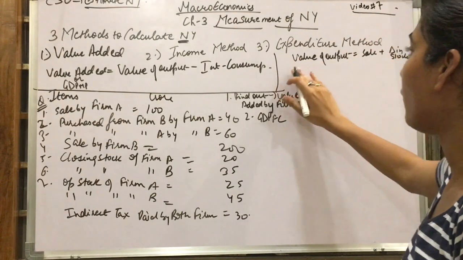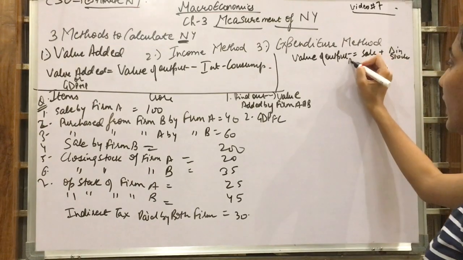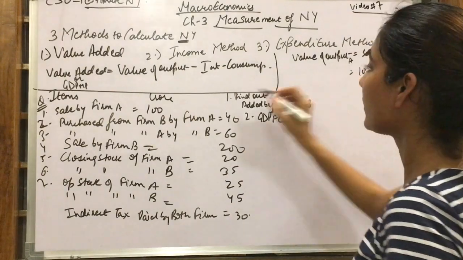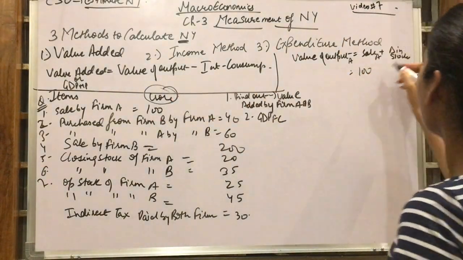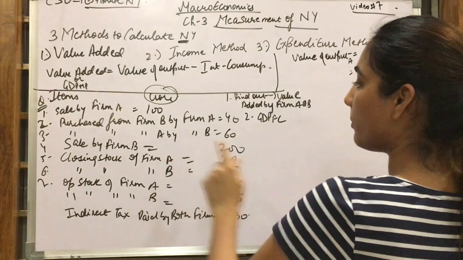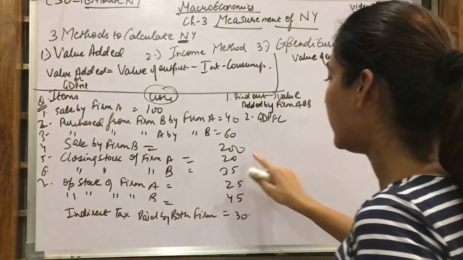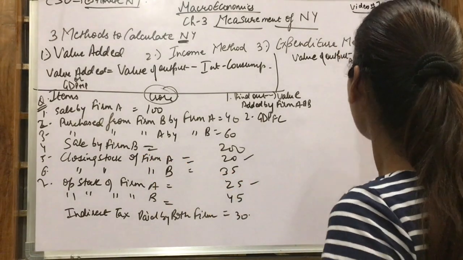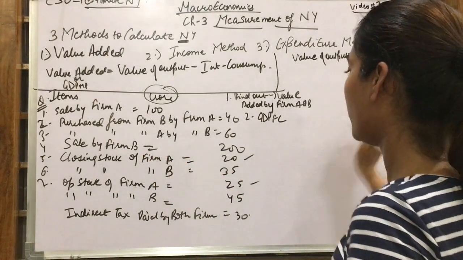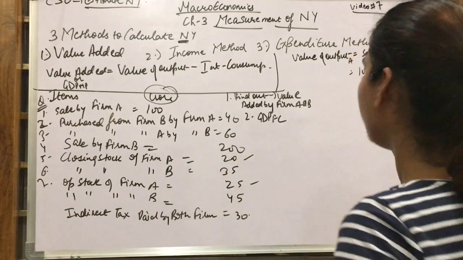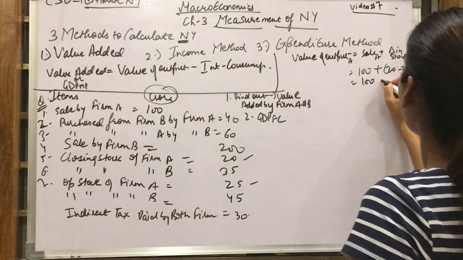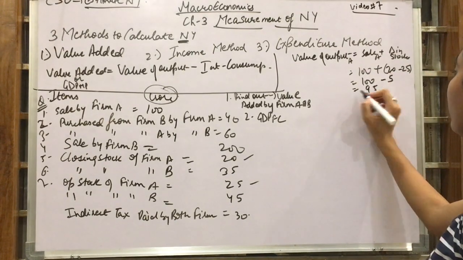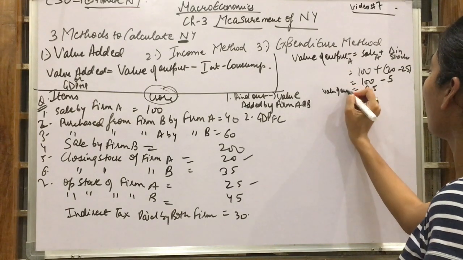Now we have to calculate the value of output of firm A first. Sale of firm A is 100. This value is given in crores, right? Plus change in stock, which means closing stock minus opening stock. Closing stock of firm A is 20. Opening stock of firm A is 25. So closing minus opening, that means 20 minus 25, which is minus 5. 100 minus 5, that means 95 comes as the value of output, right?